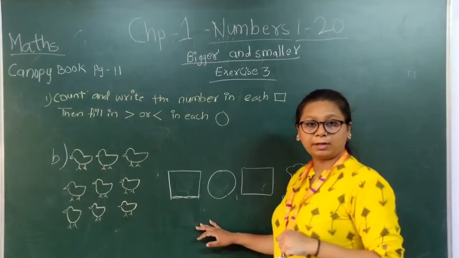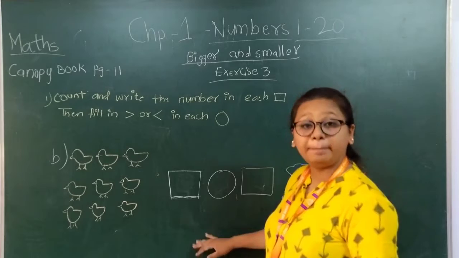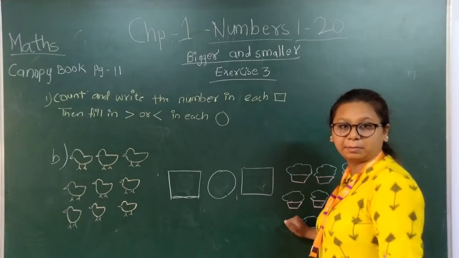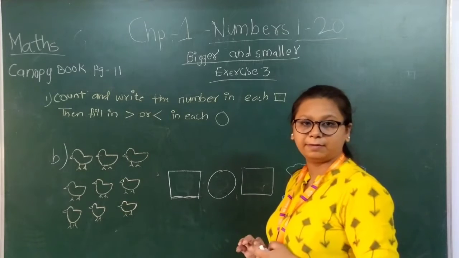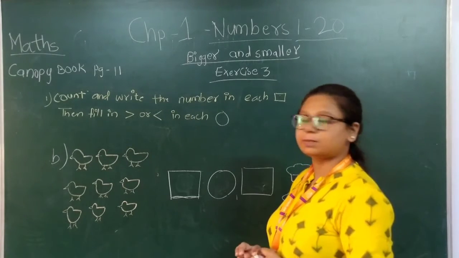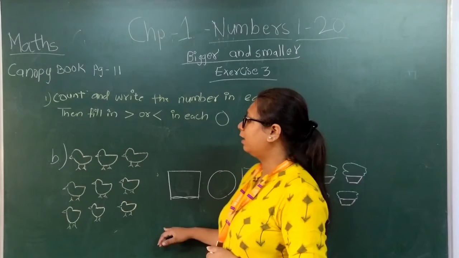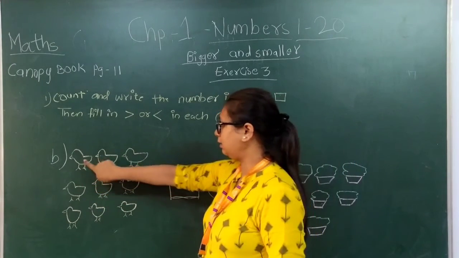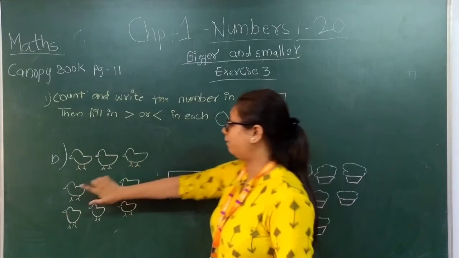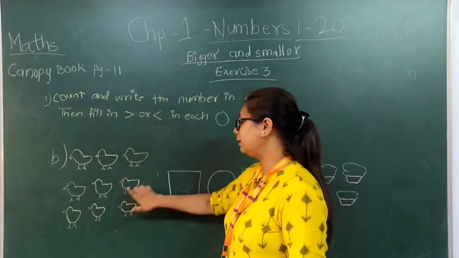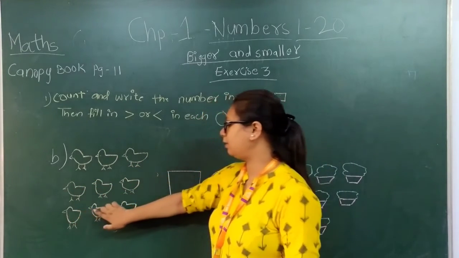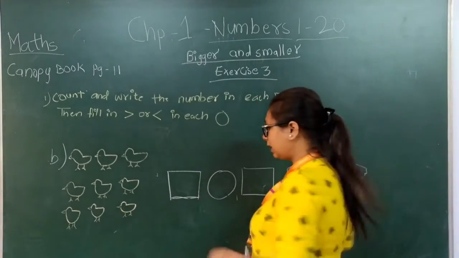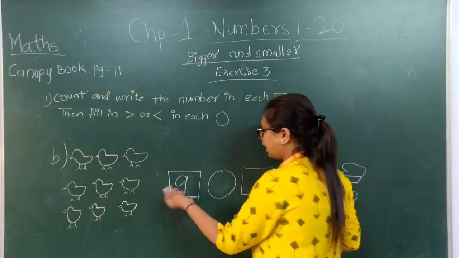Okay students, so now coming to the second one, that is the B one. Again here you have to count and write the numbers in the box and then show which is greater, which is bigger and which is smaller. So we will start. We have to now count the ducks over here. So 1, 2, 3, 4, 5, 6, 7, 8, 9 ducks. 9 ducks. So we'll write 9 over here.